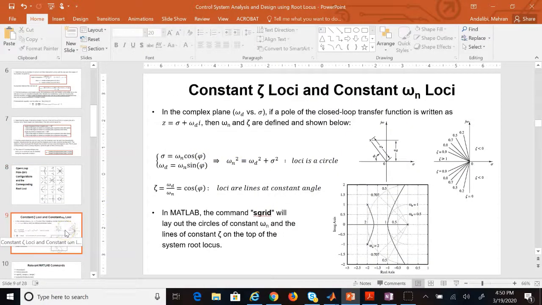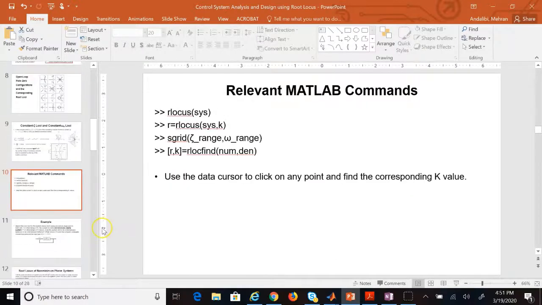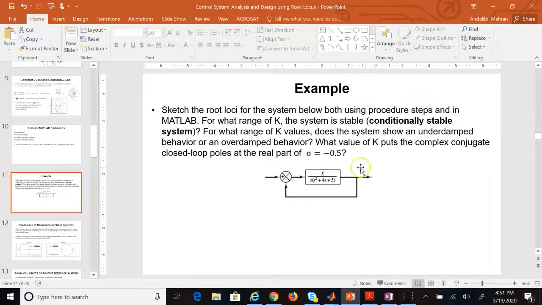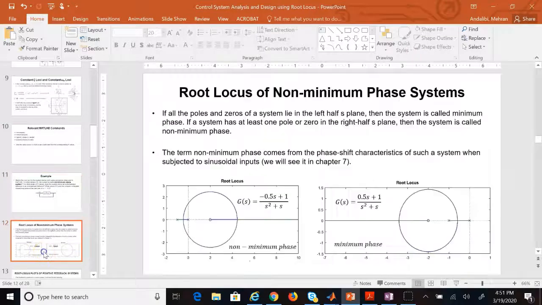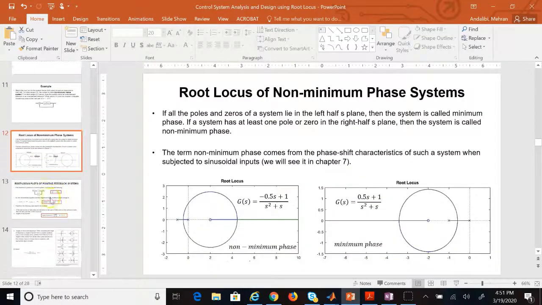Now let's stop this lecture for now, and then I come back and we'll talk more about the location for constant zetas and omega n's, a little more on MATLAB, and we continue on this example because so far we have just drawn the root locus. We have to do a bunch more, and then we have to talk about systems with positive feedback and minimum phase a little bit.